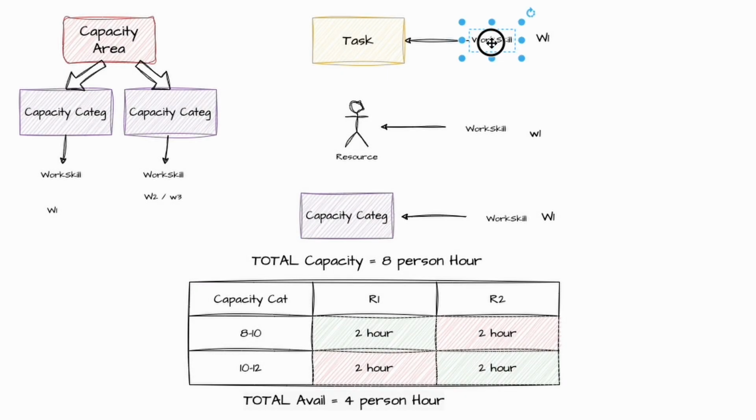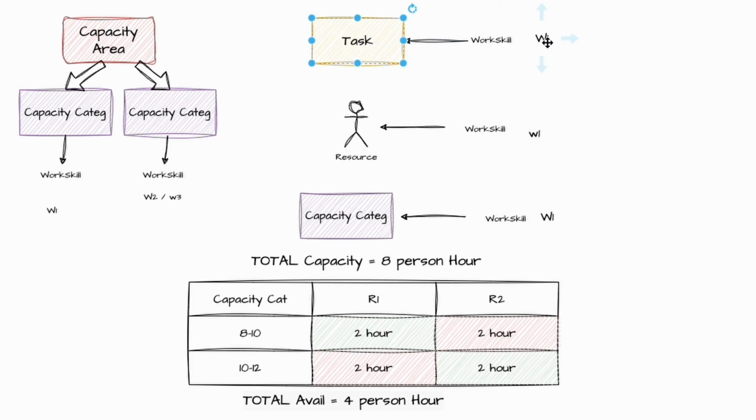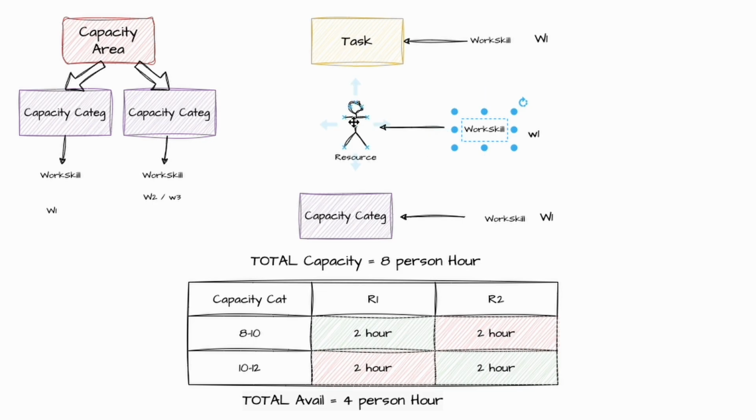Work skill is very important in Oracle Field Service. A task will be assigned a work skill. Suppose this task is assigned work skill W1. In the same way, a work skill is assigned to a resource. A resource can have multiple work skills. Suppose this resource has work skill W1.